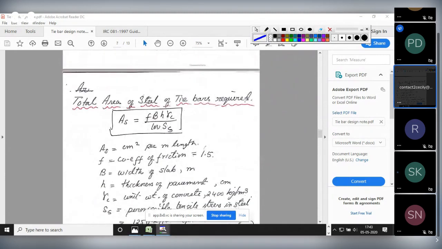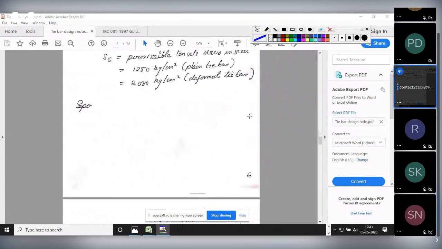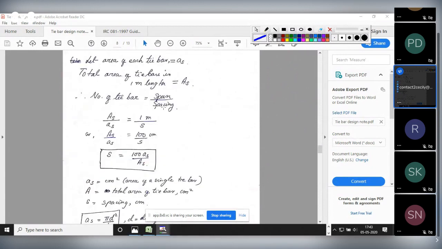Yes ma'am. First calculate small as, we will get number, and use the formula of span by spacing, we will get spacing using this formula.